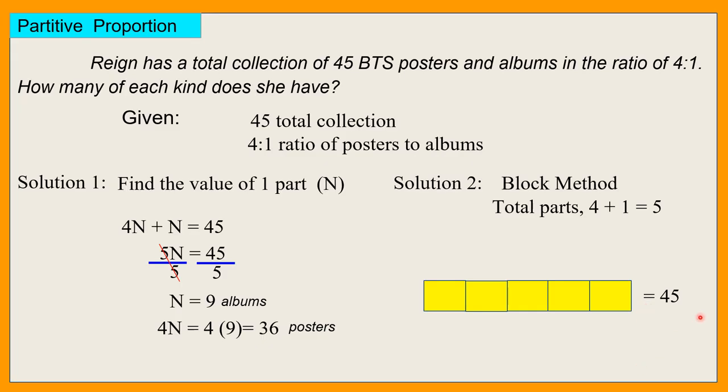So, 45. Ang 45, bibilangin natin or i-divide natin sa 5 blocks. So, this is now 45 divided by 5 and that is 9. So, 9 bawat isang block. Okay. So, 1 part which is for the album. Okay. And then, 4 parts ang para sa posters. So, meron siyang 9 albums, 36 posters. So, pareho lang. Diba? Pareho lang dito sa kabila.